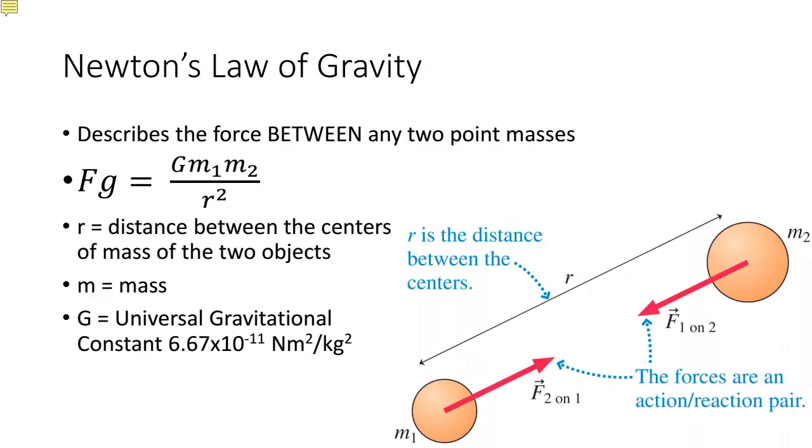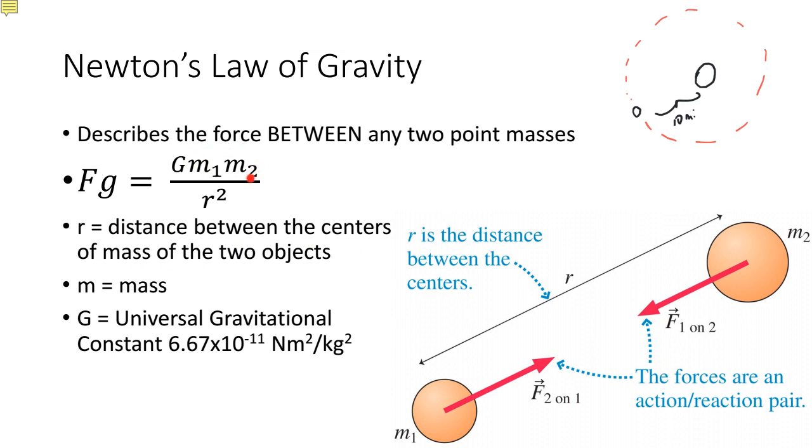Newton's law of gravity describes the force between any two point masses. Here's the equation. In this equation, r is representing the distance between the centers of mass of the two objects. This actually leads to a common misconception when you have two objects, let's say, that are 10 miles apart. A lot of people want to imagine that the radius in between them would be 5 miles, but that's incorrect. If you think about it, we're learning about circular motion, and as one object orbits the other, the distance between them is the radius of its motion, which is why r is the distance between the centers of mass of the two objects.